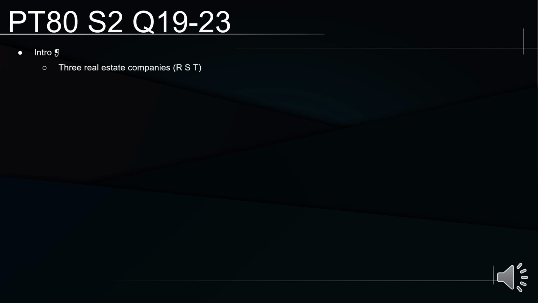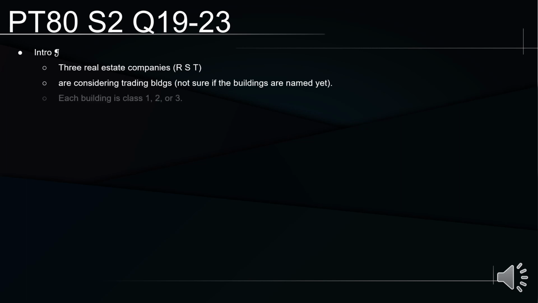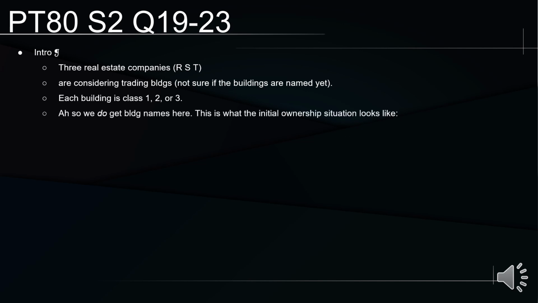This time it looks like we are dealing with 3 real estate companies, R, S, and T. They are considering trading buildings with one another, and at this point I am not sure if the buildings are named yet. Each building is classified as Class 1, Class 2, or Class 3. Okay, here now we do get the names of the buildings. This is what the initial ownership situation looks like.